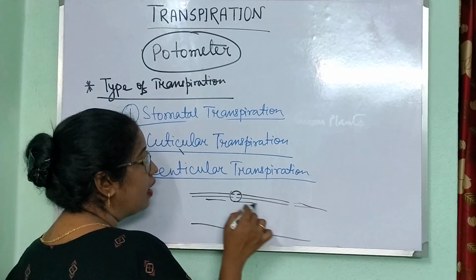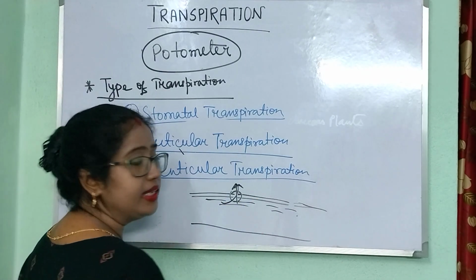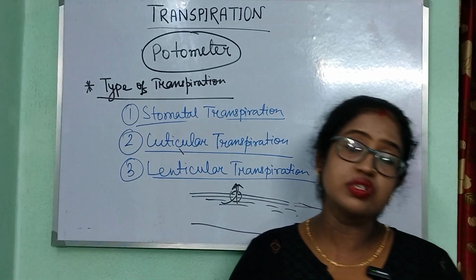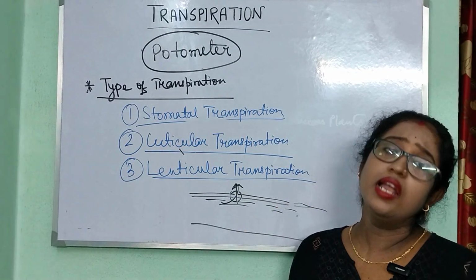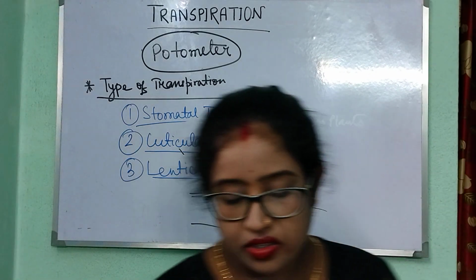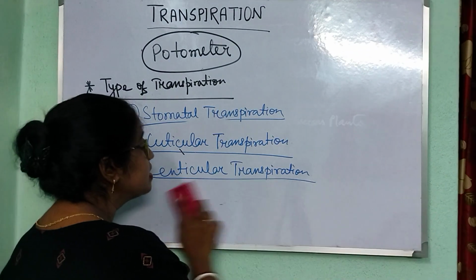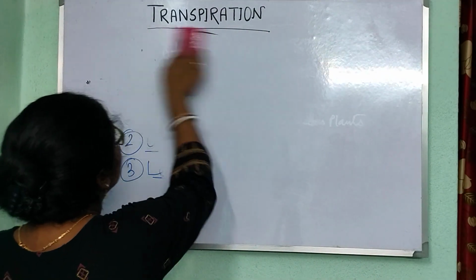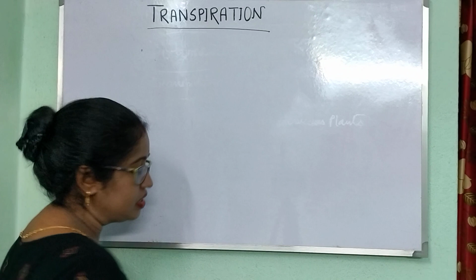When there is an excess of water, the water evaporates through the lenticels from inside of the plant to the outside environment, and this creates the turgor pressure, and this helps in the transpiration pull. So these are the three types of transpiration. Now let us discuss the advantages and disadvantages of transpiration. There are some advantages and disadvantages also.